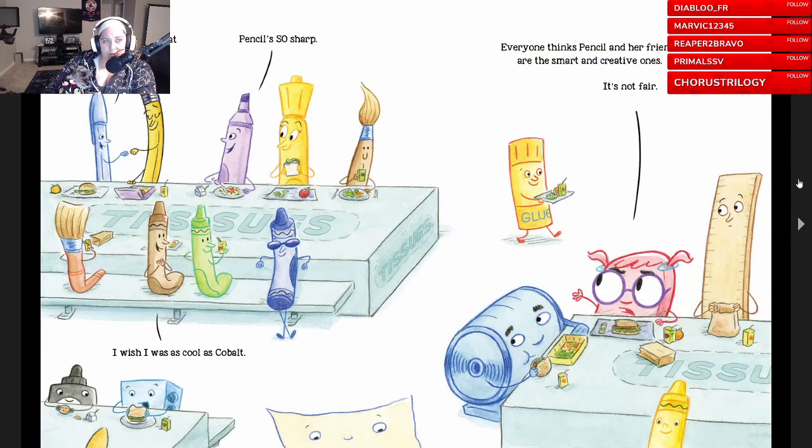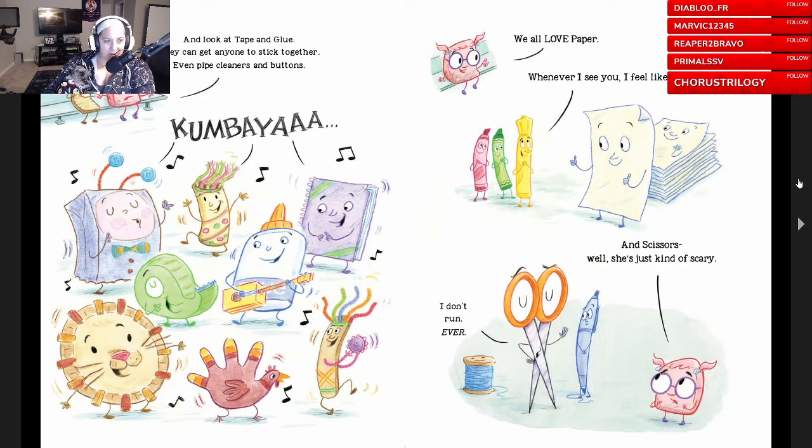You totally rocked that math test. Pencil is so sharp. I wish I was as cool as Cobalt. Everyone thinks Pencil and her friends are the smart and creative ones. It's not fair. And look at tape and glue. They can get anyone to stick together. Even the pipe cleaners and the buttons. They're all singing Kumbaya.